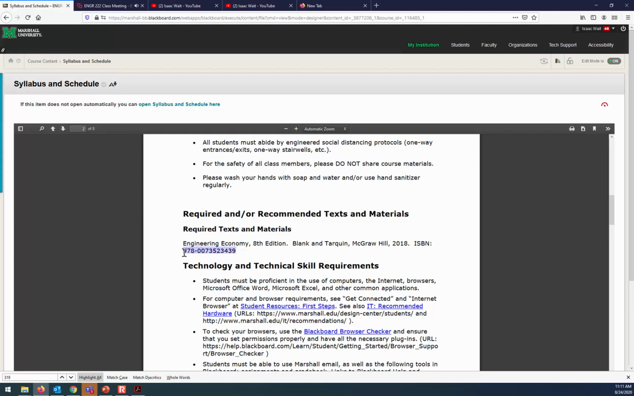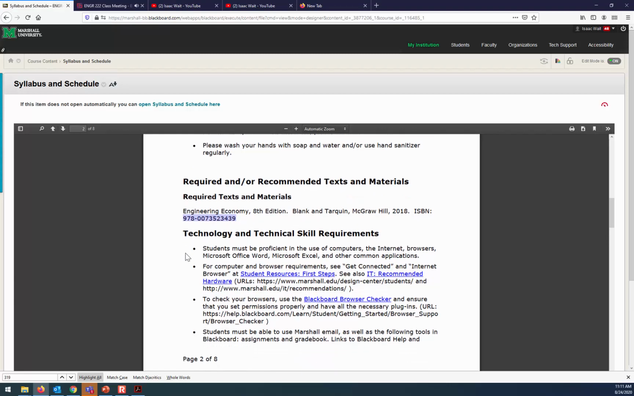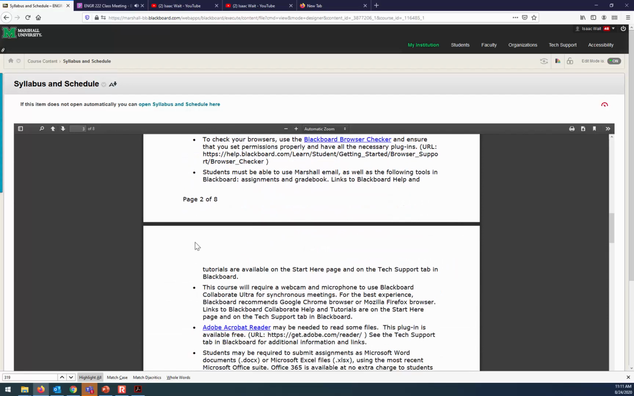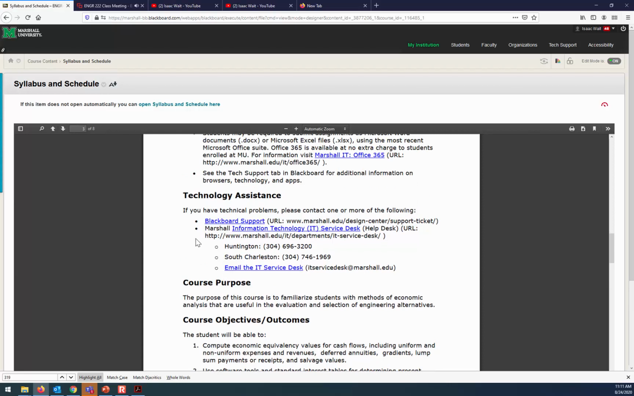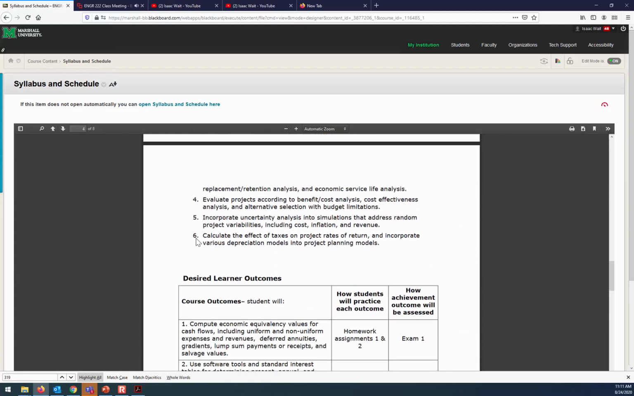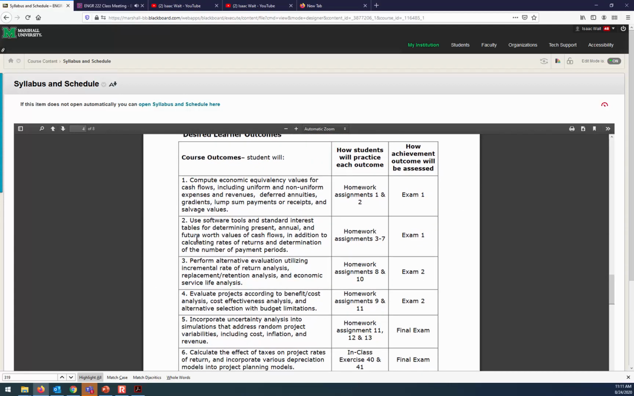The textbook ISBN, which can sometimes help you find the book, is there if you want to use that to search for the textbook. The next thing that I'll jump down to, there's a lot of boilerplate language in here that relates to just any course that's applicable. Our course outcomes are listed here along with how each one of them is going to be practiced and assessed.